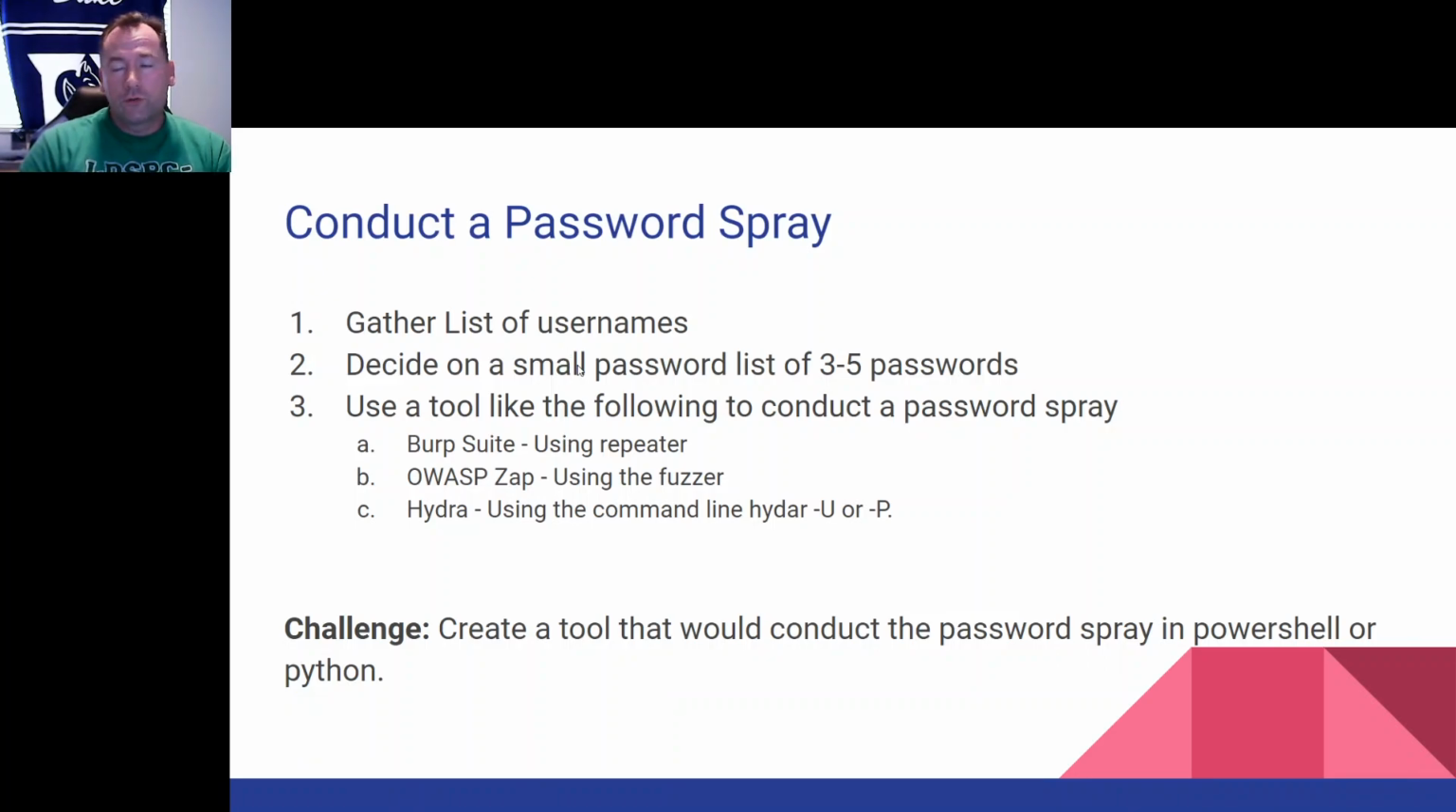There are various tools that could be used to conduct this password spray. One of those is Burp Suite, which is a proxy using the repeater function, or OWASP Zap using what's called a fuzzer, or Hydra. Hydra is a command line utility that is fast and efficient. For this, I'm going to demonstrate how to use OWASP Zap. I would also challenge you to create your own tool using PowerShell or Python to conduct a password spray.